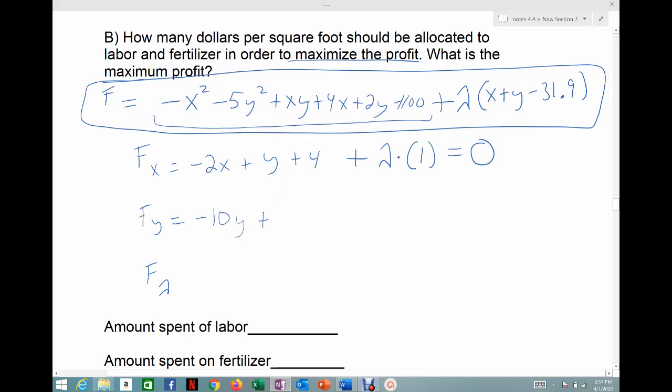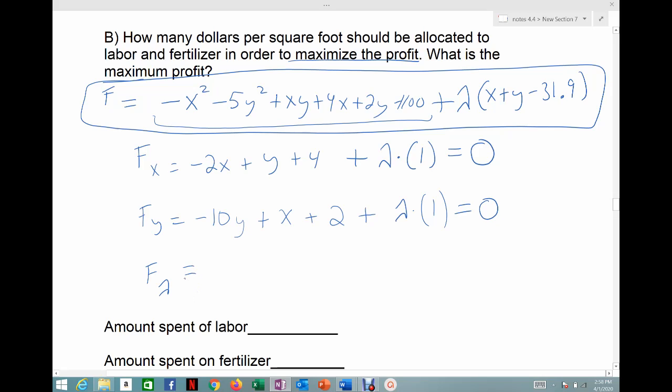Derivative of xy with respect to y gives me an x. 4x zeroes out. Derivative of 2y is 2. The 1100 zeroes away. Alright, so there's the derivative of the profit, plus lambda times the derivative of the constraint, which again only has a single y value. So the derivative of the constraint equation with respect to y is 1, and again set it equal to 0.